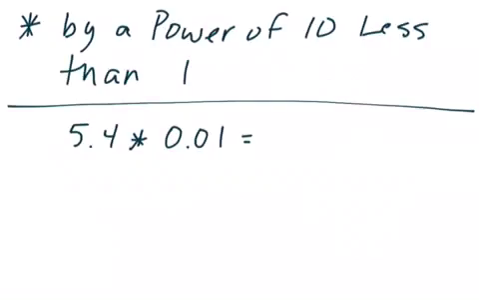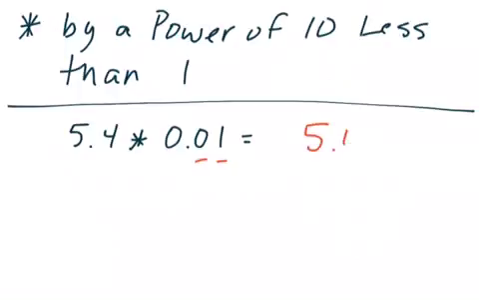Now it does get a little bit trickier, and this is probably the part that's new to you, when we're multiplying by a power of 10 that's less than 1. So you can see on the screen we've got 5.4 times 0.01. So this works just a little bit different. So when we are looking at the powers of 10 greater than 1, we just counted up the zeros, and that's how many digits or how many places we moved the decimal point to the right. When we're multiplying by a power of 10 that's less than 1, we're going to move the decimal point to the left, and we're going to simply count how many digits are behind the decimal point.